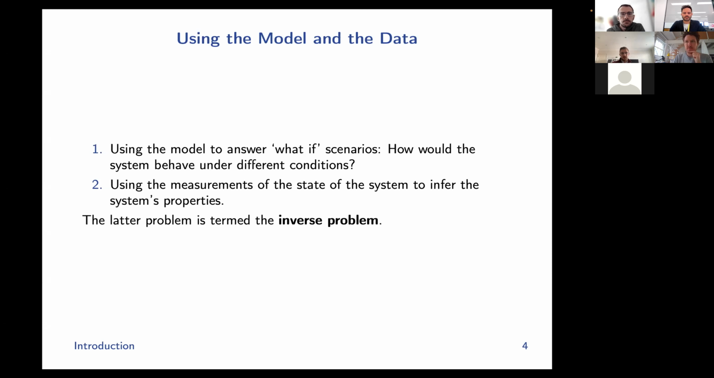For example, if we have an elasticity problem, we do a tensile test, we might want to use the measurements of displacement and use Hooke's law to find out the properties of the material. So this second problem, where we use the measurement of the system to infer the system's properties, is the inverse problem, and it is the focus of this work.